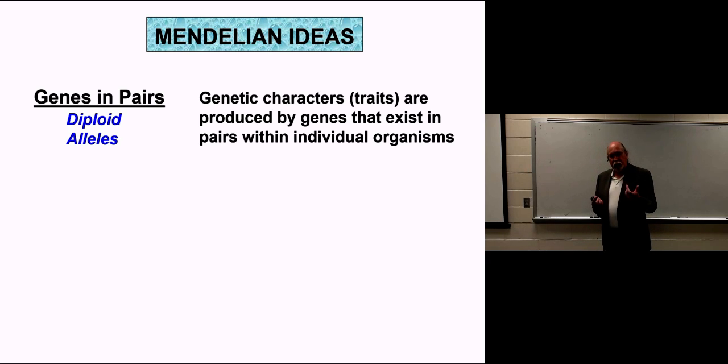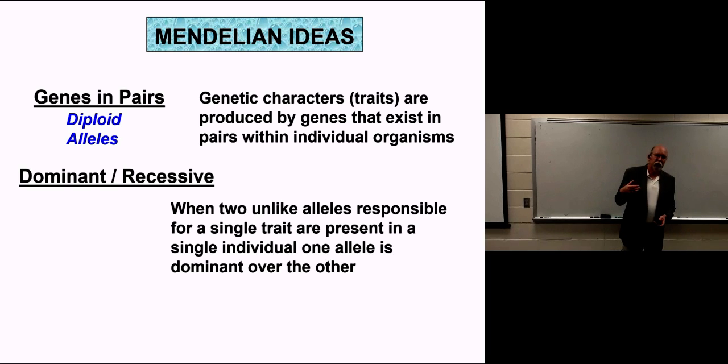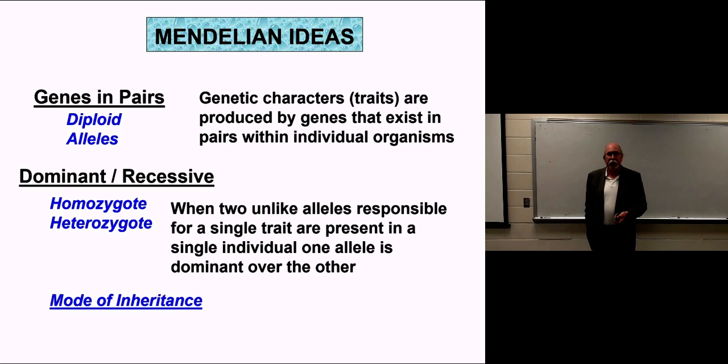Mendel answered that question that I just gave you. Which one of these wins? He said, well, one of them always wins, and we're going to call that the dominant one. And the one that loses, we're going to call the recessive, okay? Basically, when you have two unlike alleles, two alleles at the same locus with slightly different genetic information, in other words, mutations of each other, which one is going to win? One will win out, and that will be the dominant one, and the other one will be the recessive one.